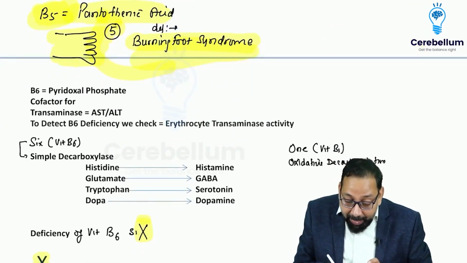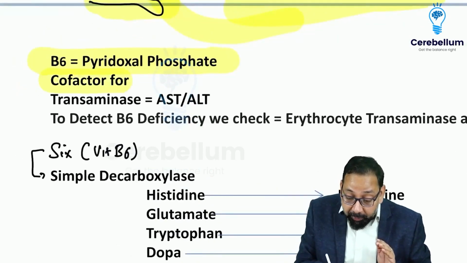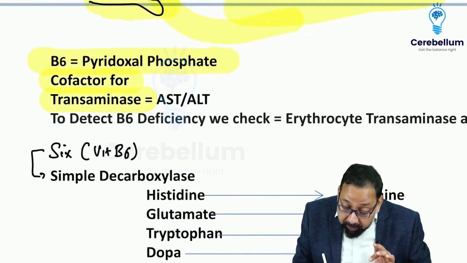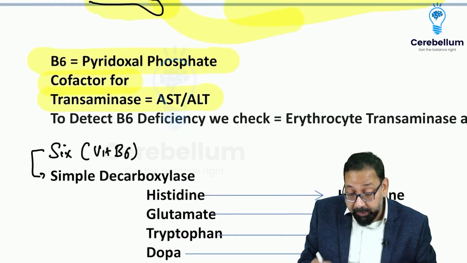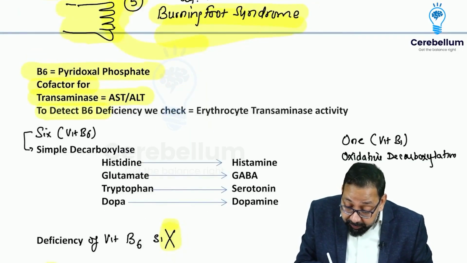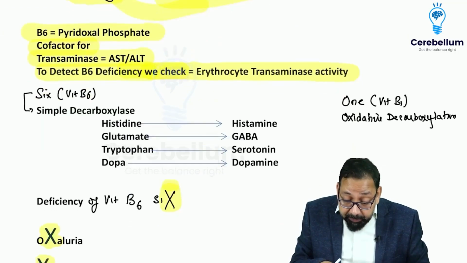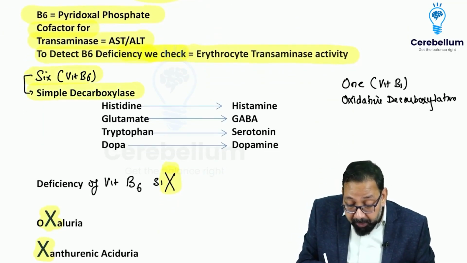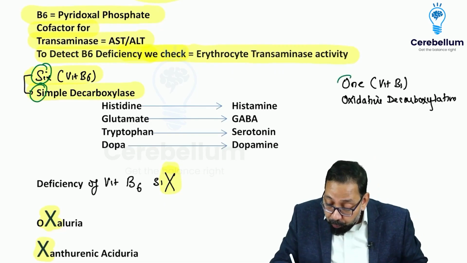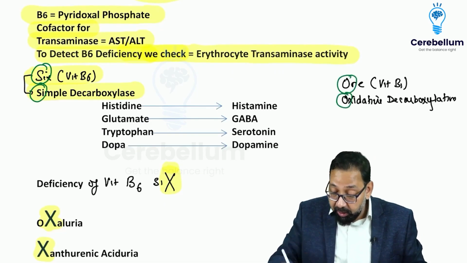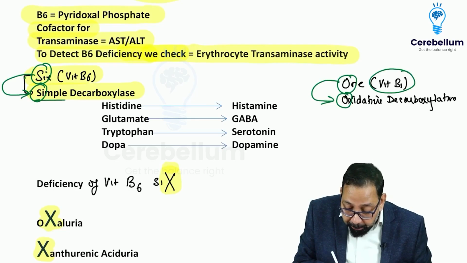Now B6. The active form of B6 is pyridoxal phosphate, and we found that it is a cofactor for transaminase. So to detect B6 deficiency, we check erythrocyte transaminase activity. B6 is a cofactor for simple decarboxylation, mnemonic S4 6 S4, simple decarboxylation, O4 1 O4, oxidative decarboxylation. B1 is a cofactor for oxidative decarboxylation, B6 is a cofactor for simple decarboxylation.